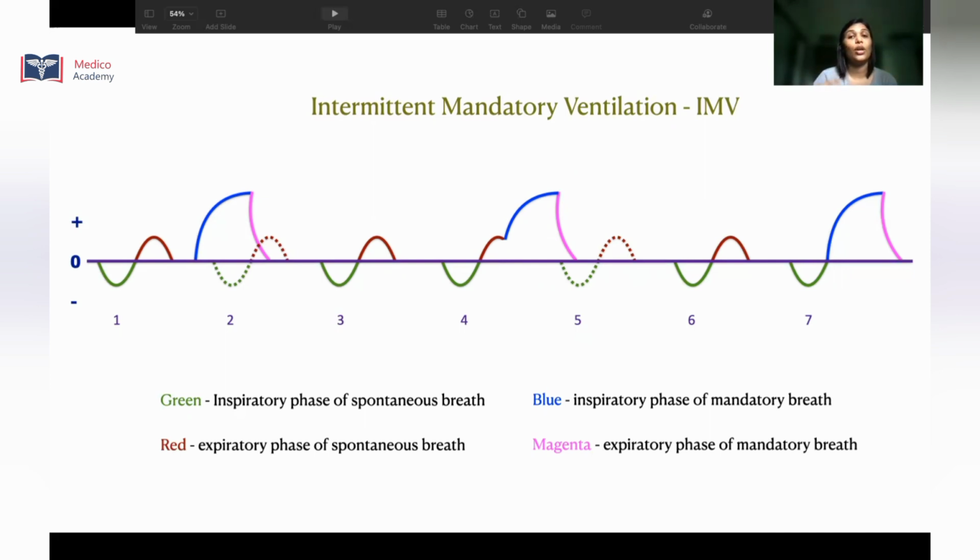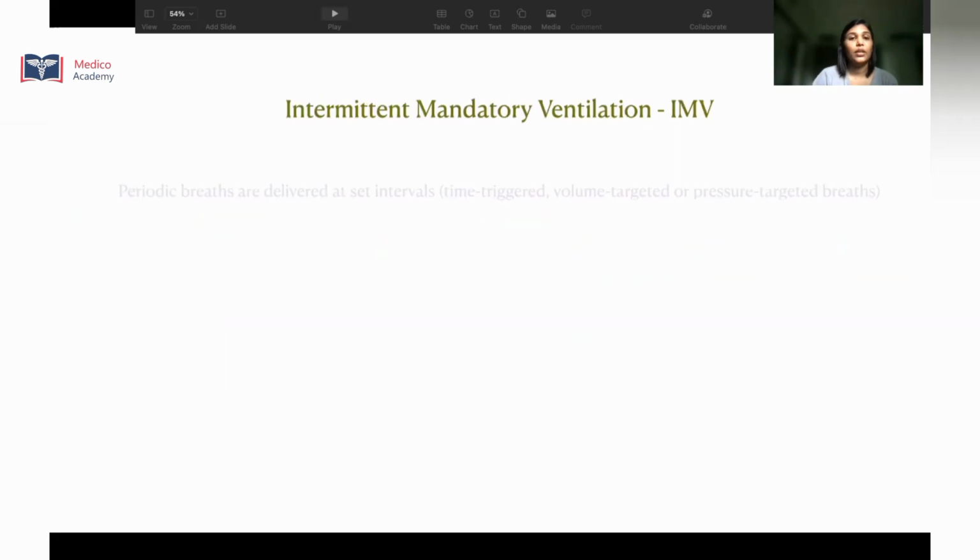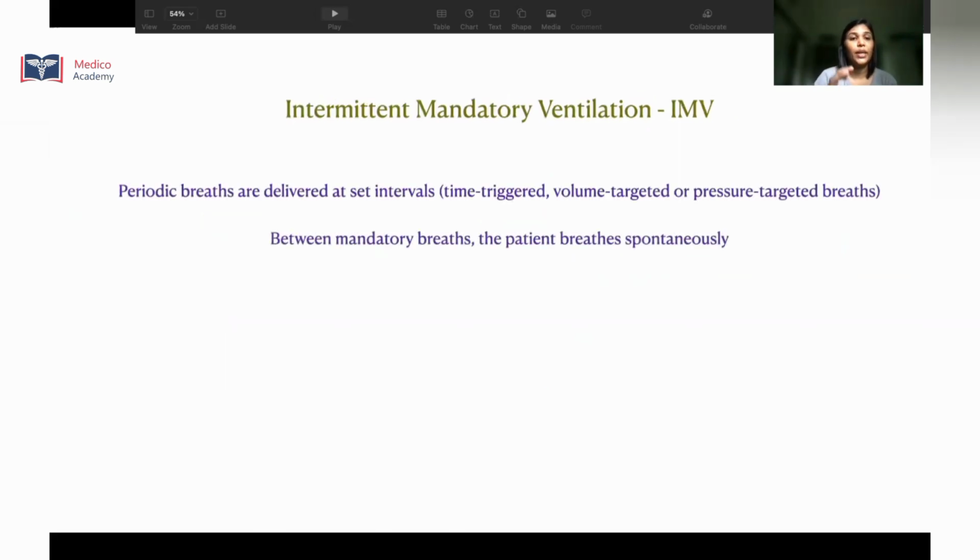So this results in a lot of problems. In intermittent mandatory ventilation, periodic breaths are delivered at set time intervals. That is, it will be time triggered and it can be volume targeted or pressure targeted breaths. And between the mandatory breaths, you saw that the patient could breathe spontaneously, unlike controlled mandatory ventilation, where the patient could never breathe in between those mandatory breaths. There was no role by the patient. So in intermittent mandatory ventilation, controlled breaths are delivered at set time intervals, but between these set mandatory breaths, the patient was allowed to breathe spontaneously.